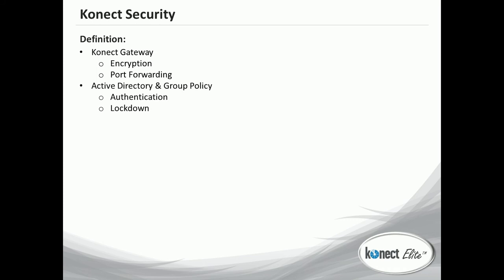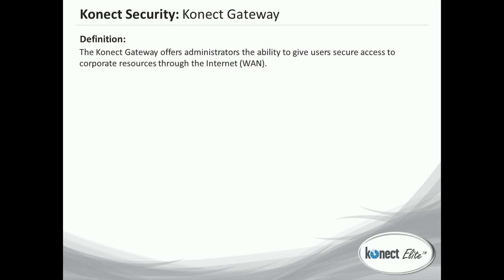But wait a second, how does Konekt secure all these company resources? Konekt's secure gateway access has encryption and port forwarding built right in. Konekt also leverages Microsoft Active Directory and group policy for easy and secure authentication and powerful lockdown measures. Well, that sounds great, but what does that really mean? Well, first, Konekt Secure Gateway offers administrators the ability to give users secure access to corporate resources through the internet.